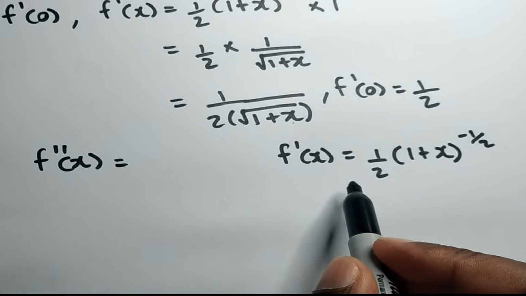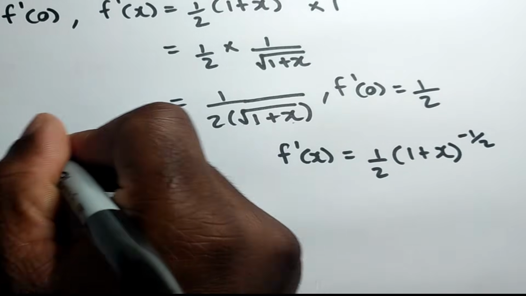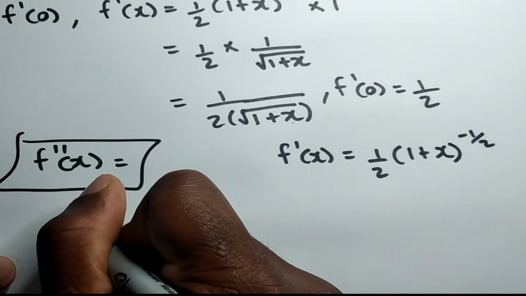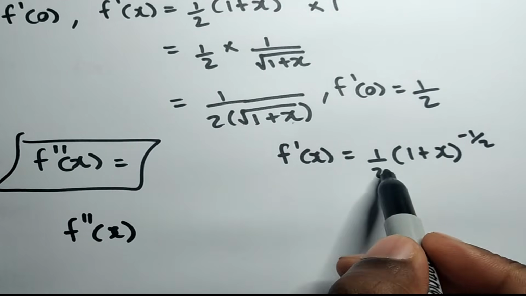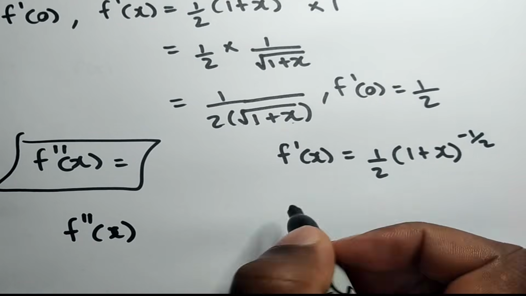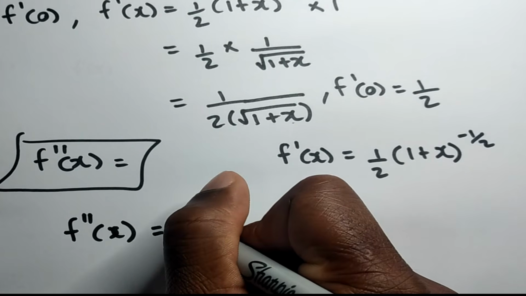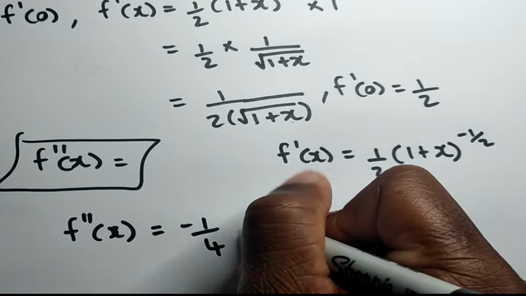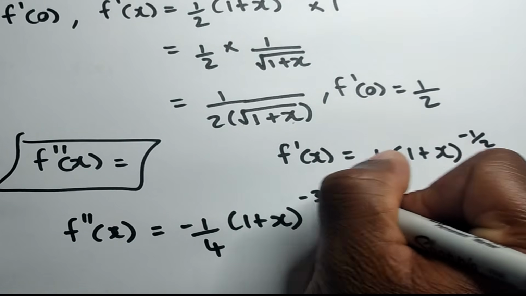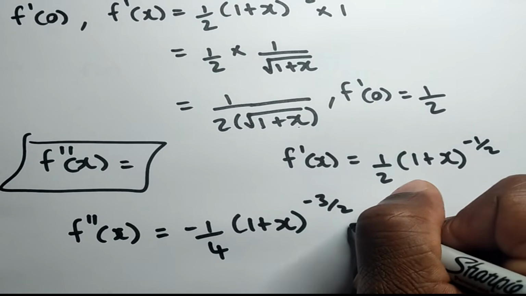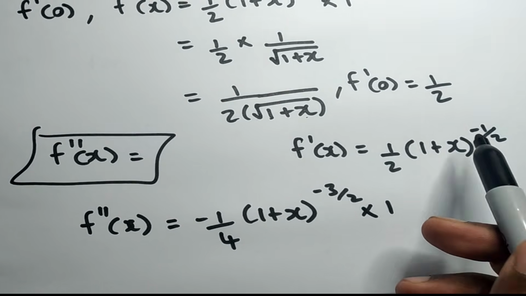Now, if we differentiate this thing, the second derivative, we'll multiply this thing by the power again. So negative a half times this entire thing will obtain negative 1 over 4, in bracket, we have 1 plus x, minus 1 from the power, we'll get negative 3 over 2. And then we'll multiply this thing by the differential of the bracket, which is 1.